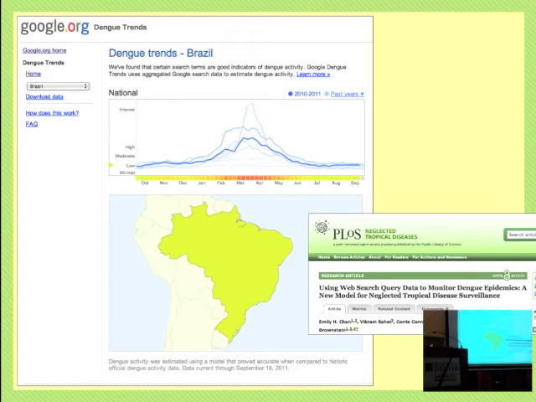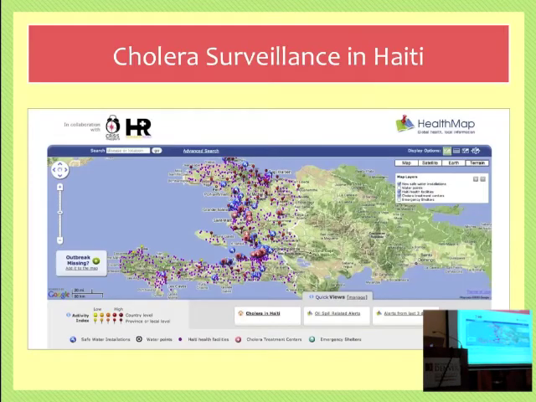So we've also been turning the digital disease technology towards surveillance in disasters. So HealthMap in 2010, about October 20th, we were one of the first groups to pick up that a watery diarrheal illness was being transmitted in Haiti. And very soon after that, the epidemic exploded.